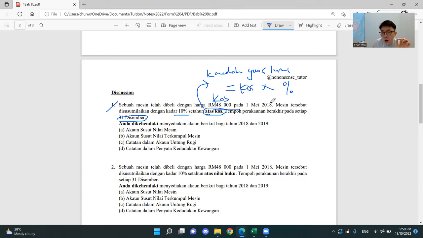Okay, you have to be careful. When did we buy it? 1st May 2018. And the tempoh berakhir pada 31st December. And then they're going to give menyediakan account berikut bagi tahun 2018 and 2019. Let's start with A. Come on.